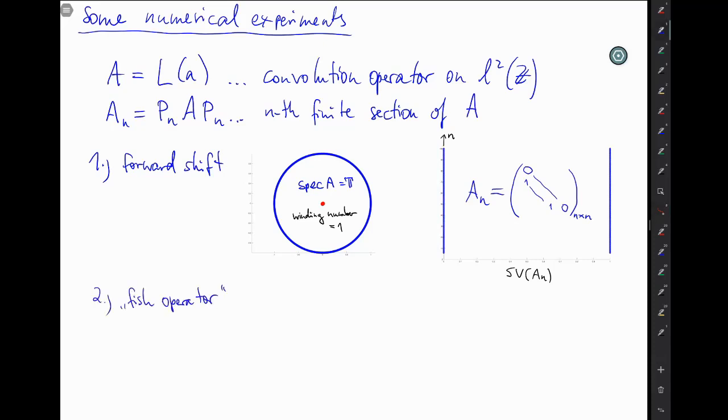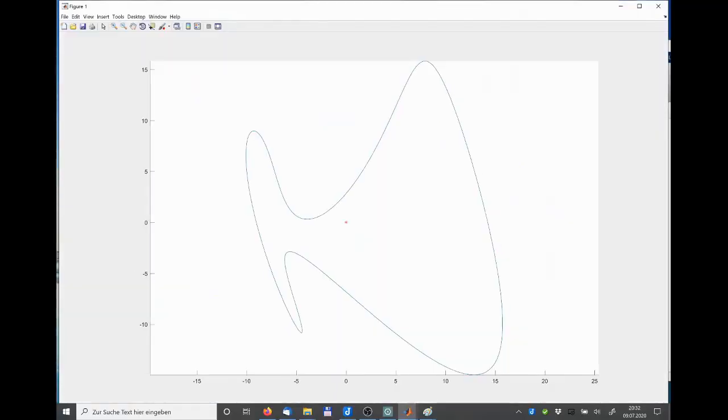It's the fish operator, and there's your fish. So this is exactly the spectrum. And now let's see how A upside down head of t is running around the spectrum while t is running around the unit circle.